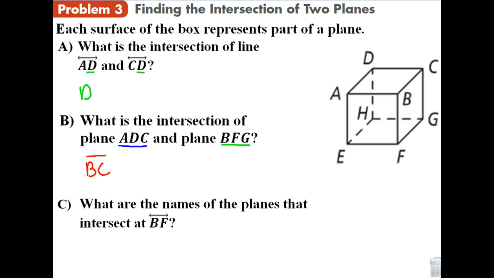All right, problem C asks the opposite question. It says, what are the names of the planes that intersect at BF? If we find line BF here, we want to figure out what 2 planes come together there. Well, that would be the front of the box. So picking 3 letters from the front, we could say AEB. And the right side of the box again. Picking 3 letters from the right side, we could say BCG.